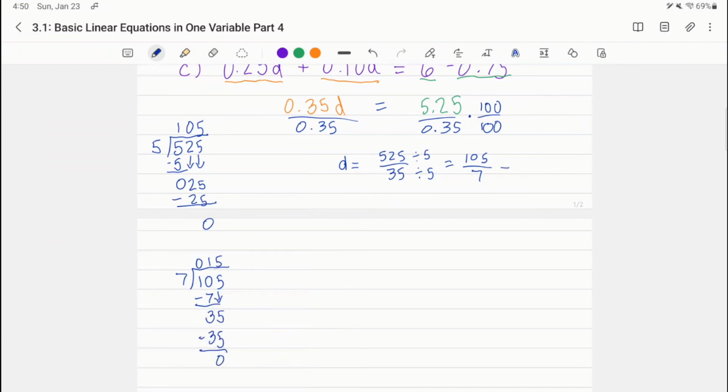So 105 over 7 equals 15. So our answer is d equals 15. And that's it for 3.1.